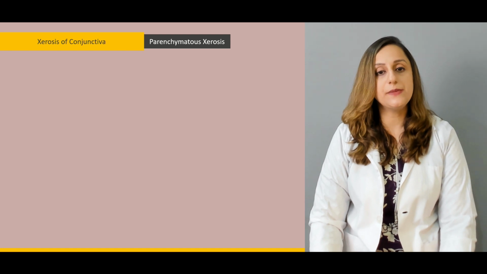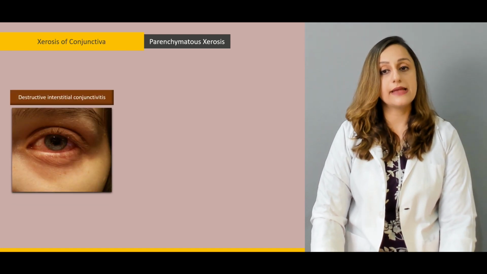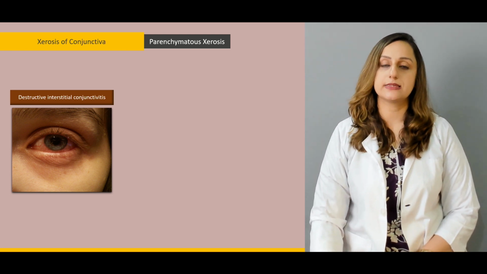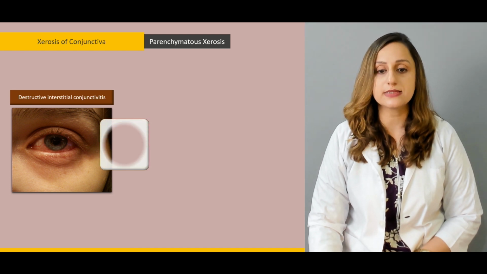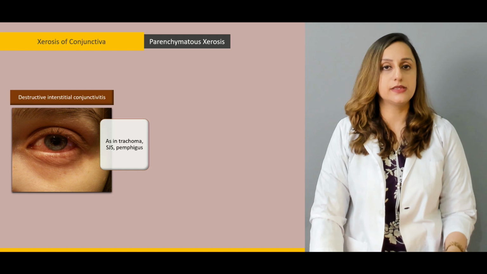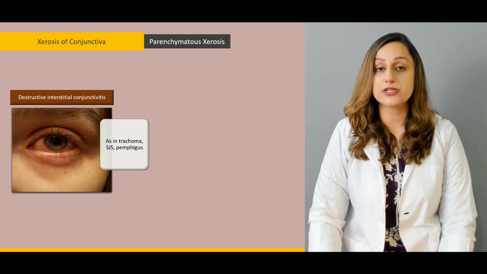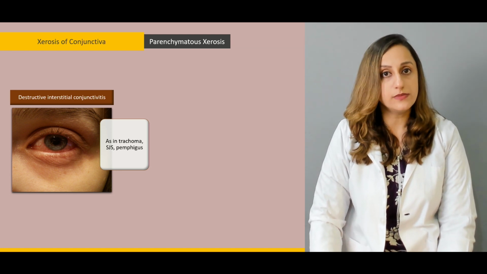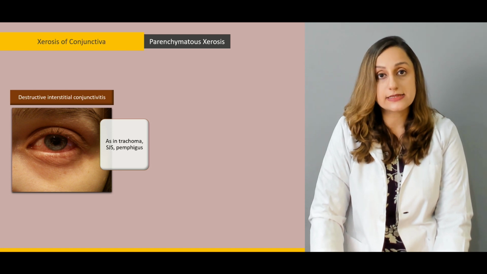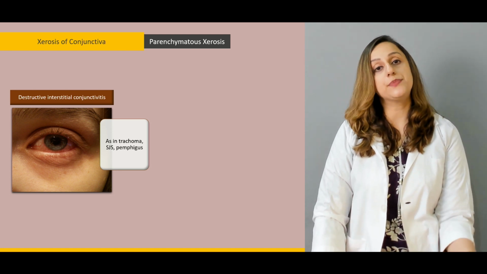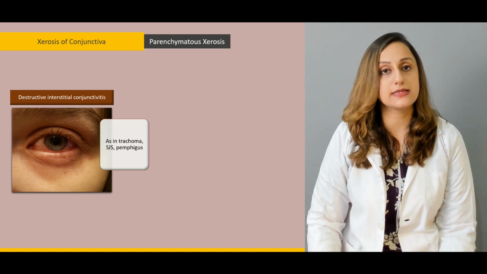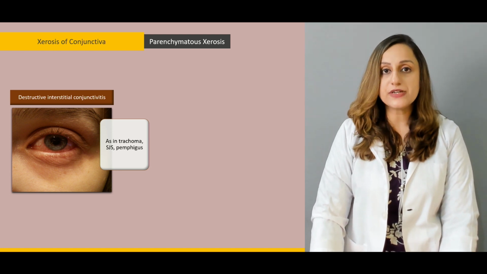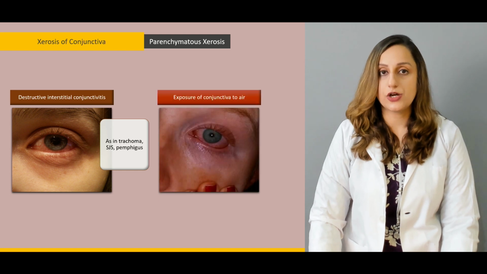On one hand, we have the parenchymatous xerosis, and whenever we have this parenchymatous xerosis, it is basically of two major kinds. We have the destructive interstitial conjunctivitis, as in, for example, trachomatous conditions. We have Stevens-Johnson syndrome, that is basically a drug reaction or a hypersensitivity type 4 reaction that takes place after taking a certain drug only in certain individuals. Then we have pemphigus vulgaris that can occur in a lot of individuals.